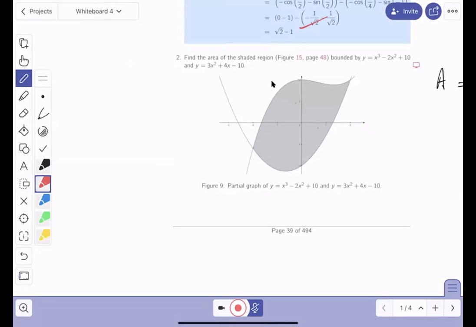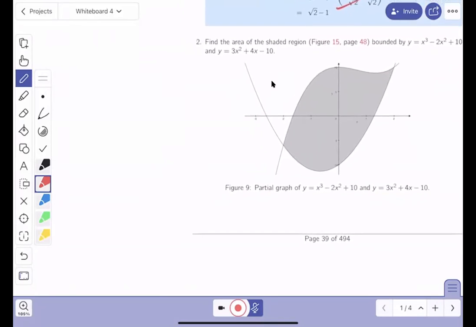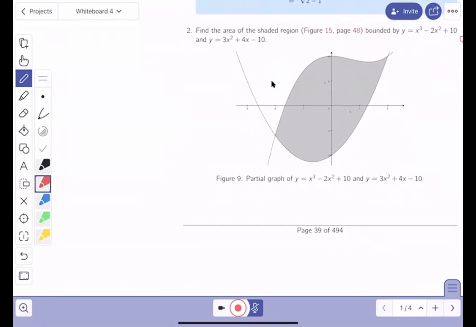And again, someone says, oh, they gave me a graph. Yeah, they gave you a graph. Let me still go through the work. On exams, we don't necessarily give you the graph, but these are two polynomials, and one is a cubic and one is a quadratic. What I'd like to do is find out their points of intersection first. And how would I do that? I'd set them equal to one another. So I'd set x cubed minus 2x squared plus 10 equal to 3x squared plus 4x minus 10.